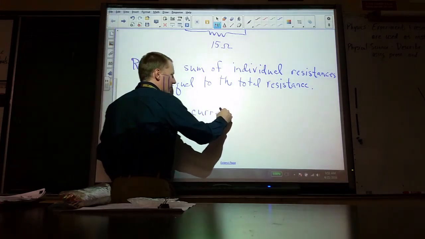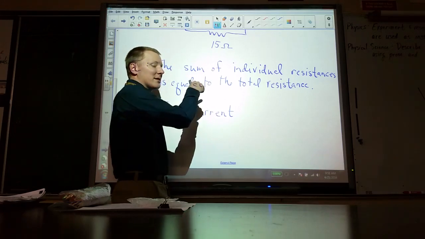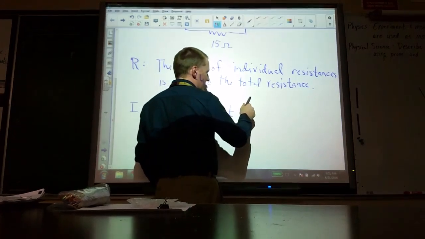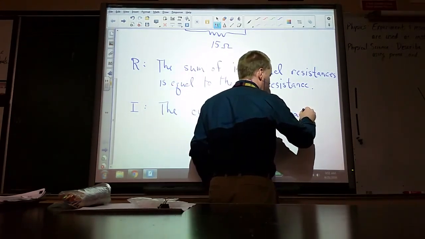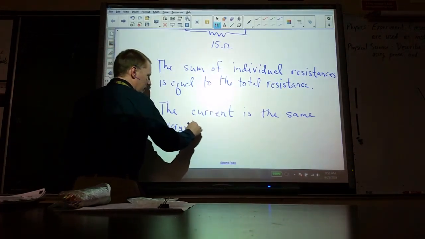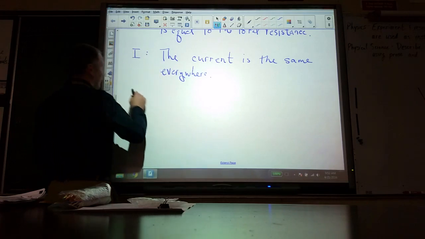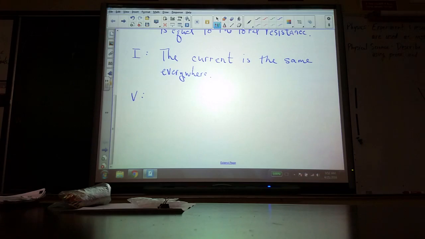We would find that current by taking the voltage and dividing it by the total resistance using Ohm's law. And then finally, our voltage rule. What do we know about voltages in this? Yes. Divided amongst the components. It's divided up amongst the components.